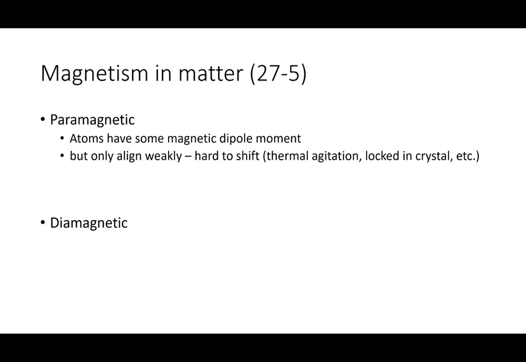That's probably one of the most common cases, that each of the atoms has some magnetic dipole moment, but it's not very strong. So even with an external magnetic field, they only align pretty weakly, right? And then it gets randomized again because there's thermal agitation, or they're locked in the crystal lattice or whatever. And so the alignment is very, very weak. And we call these paramagnetic material. They are the material where, as we measure what happens to the magnetic field, it adds only a little bit.